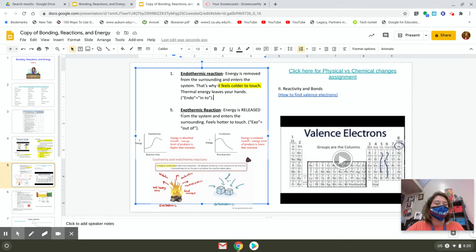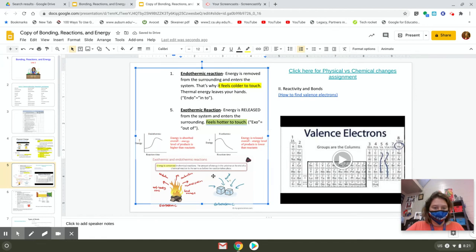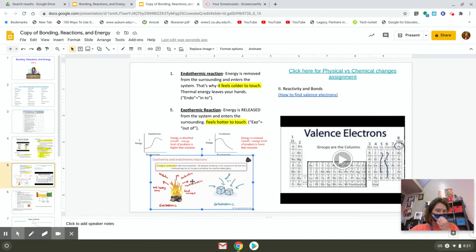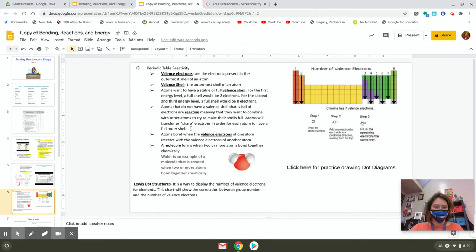And then number 5 is the opposite. Exo means out of. Thermic means heat. So exothermic reactions is when energy is released from the system and enters the surrounding area. So highlight, it feels hotter to the touch. And it gives you a very good visual there that you need to pay attention to when we get to that point. Next page, slide 6.